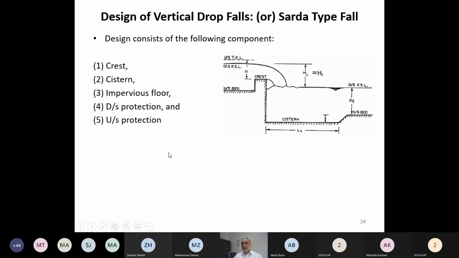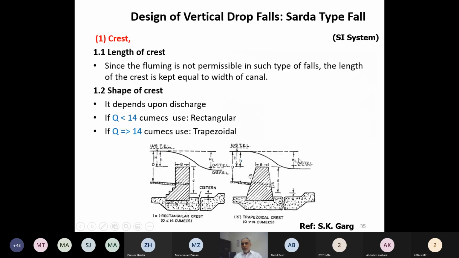So these are the few things. If you are the designer of the vertical drop fall, you have to take care of these things. And most of these things have been settled down through the guidelines provided through experiments or experiences. So there are two variants. One can be utilized for less than 14 cubics, and one can be utilized for more than 14 cubics. So that is the shape.